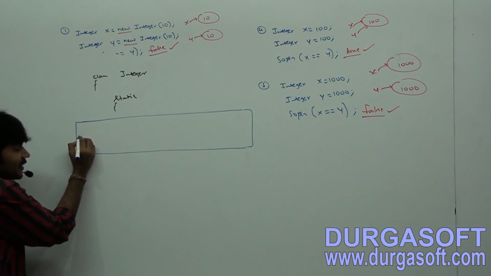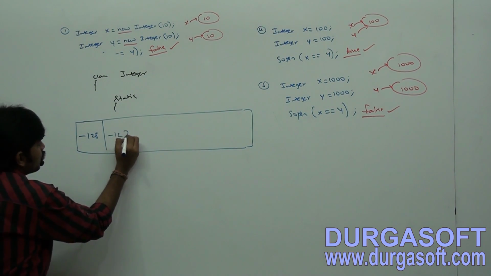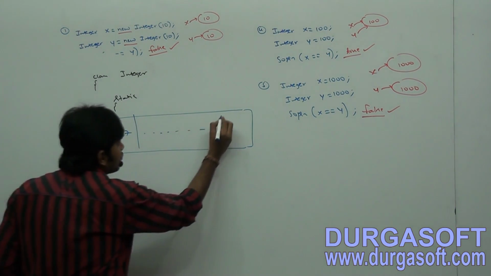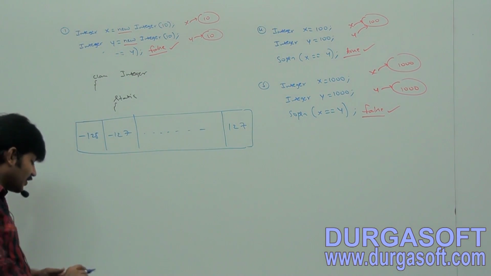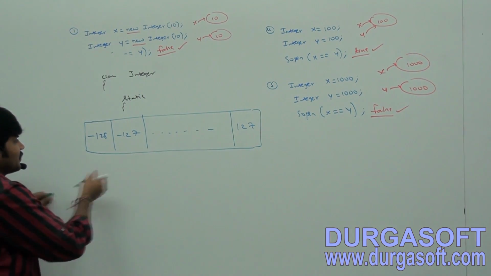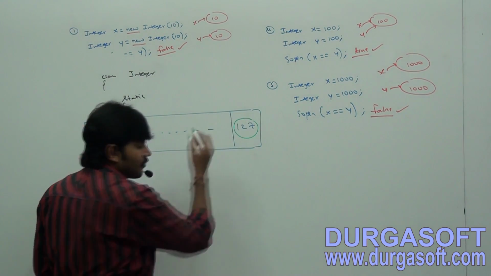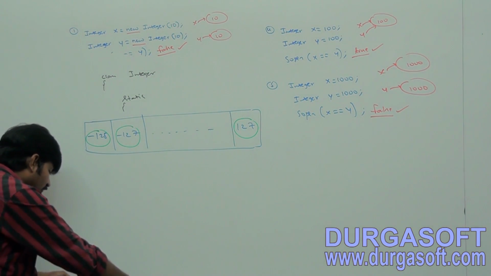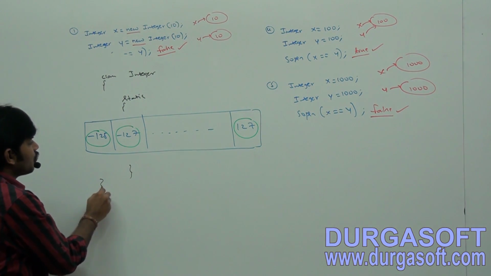But what range of buffer objects gets created? The range is minus 128 to plus 127. Are you getting it? Minus 128 to plus 127. Sir, this is minus 128, minus 127 up to plus 127. This buffer of objects will be created at the time of wrapper class loading only.